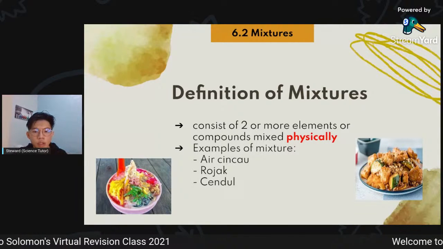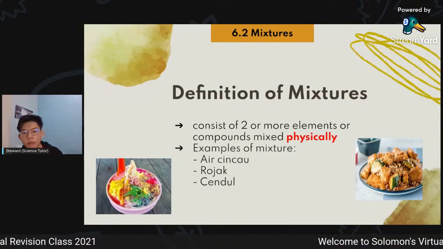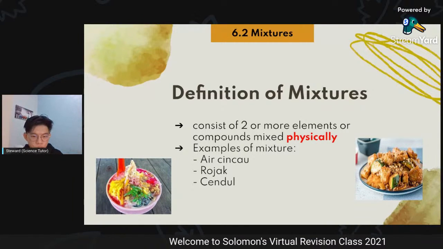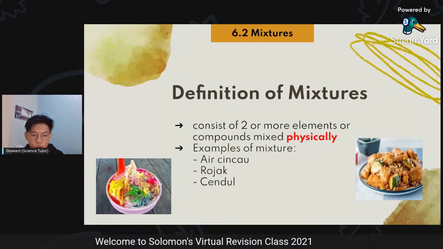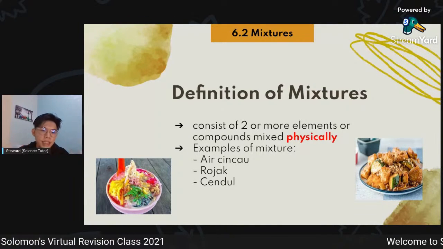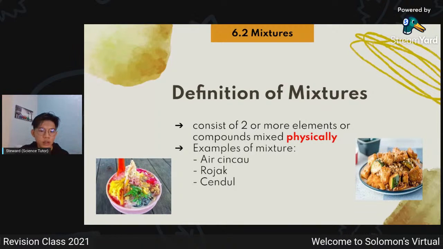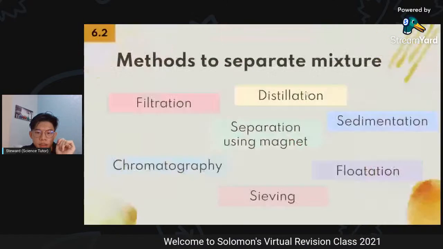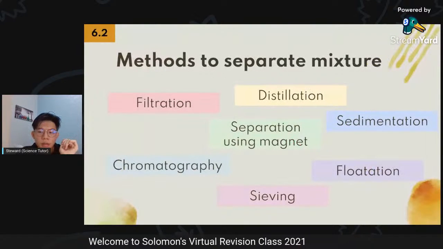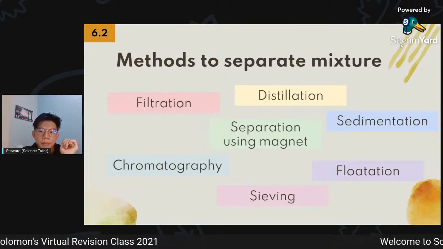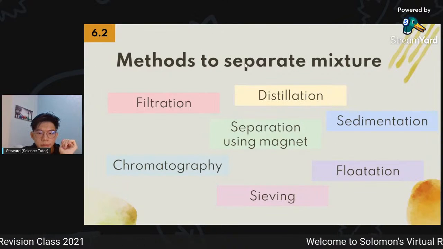Okay, so example of mixture, contoh dalam real life kita ada apa, air cincau tu maksud dia mixture juga, rojak juga, cendol juga, sebab dia different elements, mereka mix together physically, guna tangan saja. Okay, tak ada guna burning, tak ada guna apa-apa. So ni definition of mixture. Now moving on, we will be looking into the methods to separate mixtures.